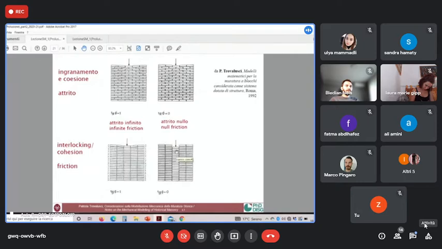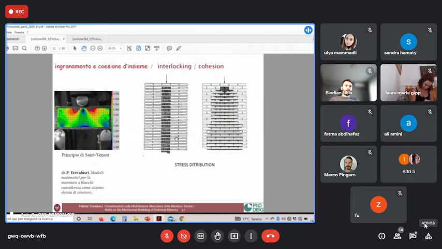While in the case in which we don't have interlocking, the load cannot be distributed. And in the next slide, we can see this in terms of internal stresses. Here on the left side, we have the wall without interlocking, and you can see the black arrows that represent the distribution of the stresses inside the wall. And on the right side, you can see the distribution of the load that is allowed by the geometrical interlocking.